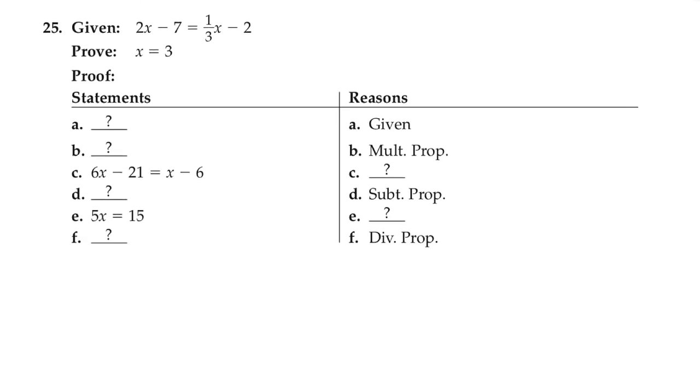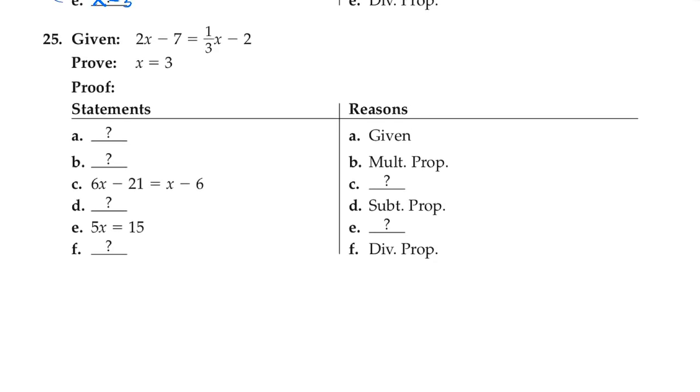Okay. Down here, look at this. I could just start, right? Given is always where we start. So 2x minus 7 equals 1/3 x minus 2. And the prove is always where we end. So I'm just going to go ahead and fill those in. I don't even need to know anything about the problem. I know the given is the start and the thing to prove is the end.